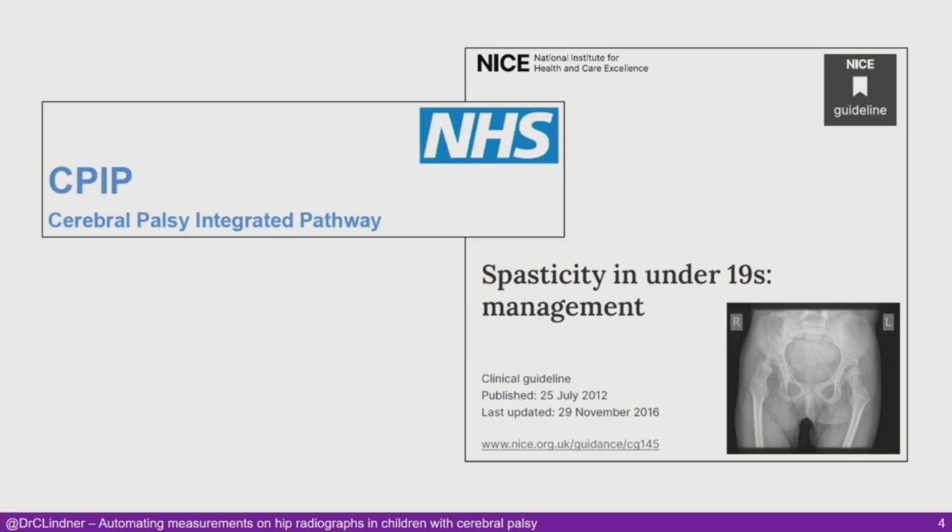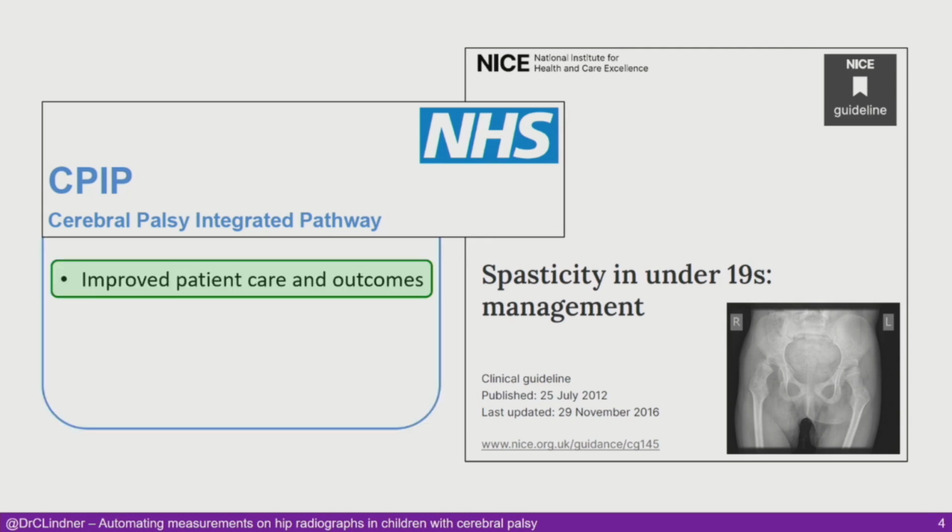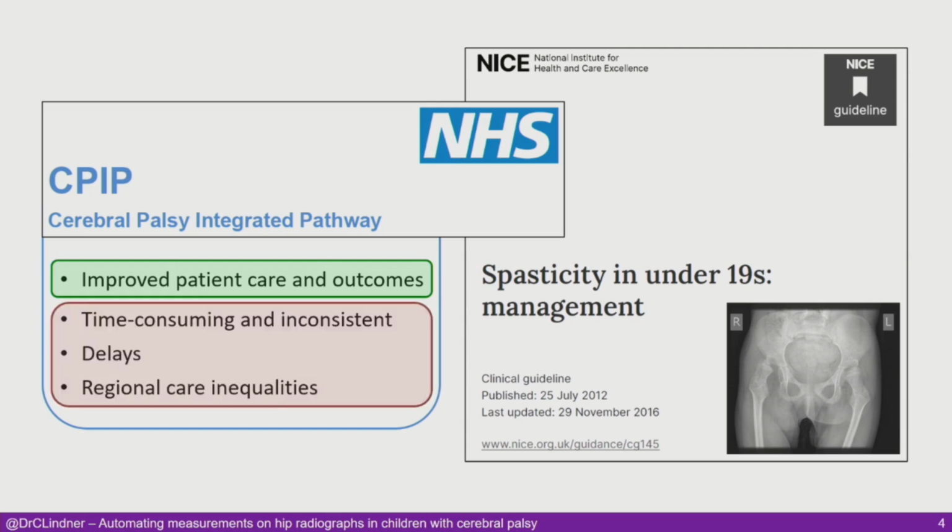this monitoring of children with cerebral palsy is happening as part of a national surveillance program, which is called the Cerebral Palsy Integrated Pathway, or CPIPS. In areas where it's implemented well, this is really successful, and it helps improve the outcomes for those children. But unfortunately, in quite a few areas, there is a lack of resources for doing that, and it's quite time consuming, because currently the images need to be measured manually.